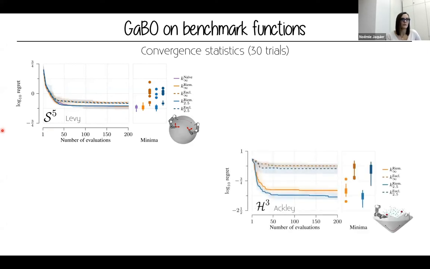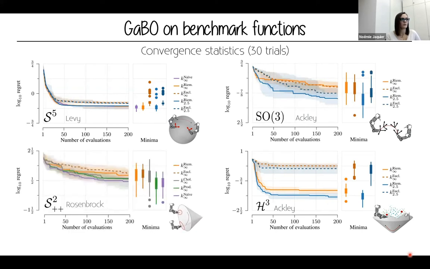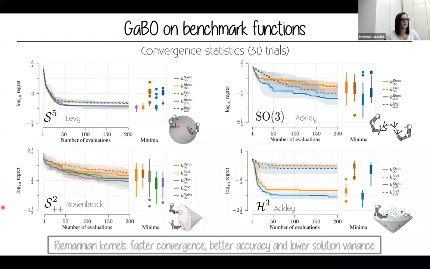Some other benchmark functions. So this is the Ackley function on the hyperbolic space. And again, you see that here, those two Riemannian kernels are outperforming their Euclidean counterparts for the BO. Some other benchmarks. So this one is on the special orthogonal group, and this one on the symmetric positive definite manifolds. So here, this is a case where actually the naive kernel is performing really well. So this purple one, and is actually even outperforming the Riemannian kernel. So this is one of those a bit strange cases where this naive kernel is actually performing really well. So summarizing, those Riemannian kernels also allow us to go for a faster convergence, a better accuracy, and a lower solution variance.